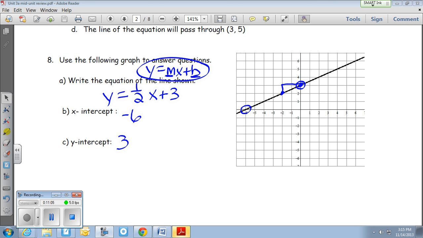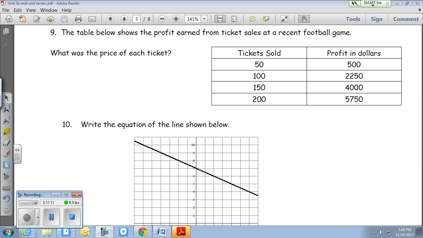So keep in mind, slope-intercept form, that's going to give you a lot of information there. Okay, a lot of you struggled with number 9. This says the table below shows the profit earned from ticket sales. It doesn't say the cost of tickets. It says the profit earned from ticket sales at a recent football game. What was the price of each ticket?